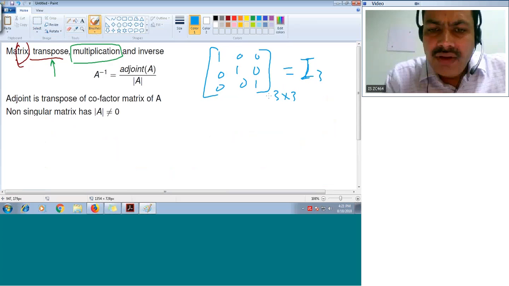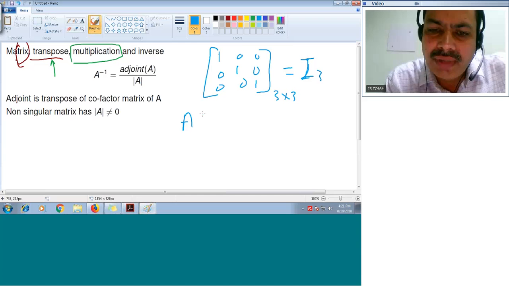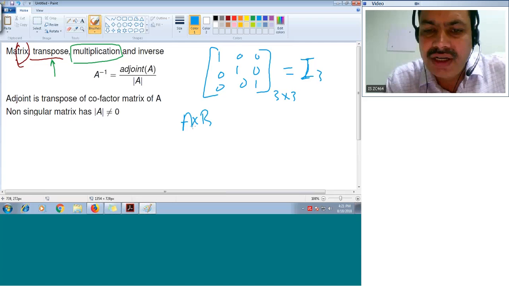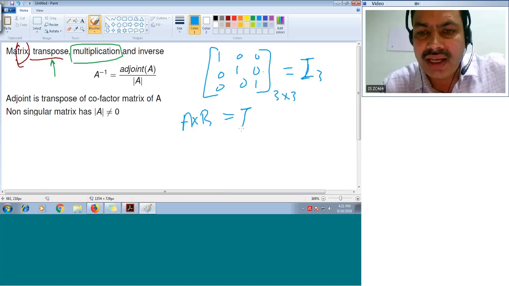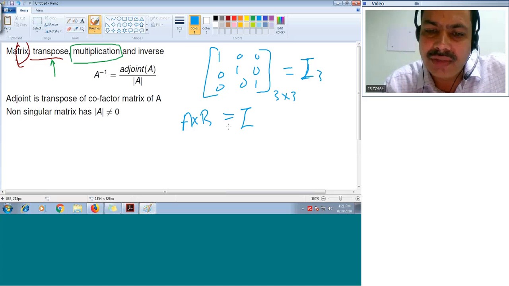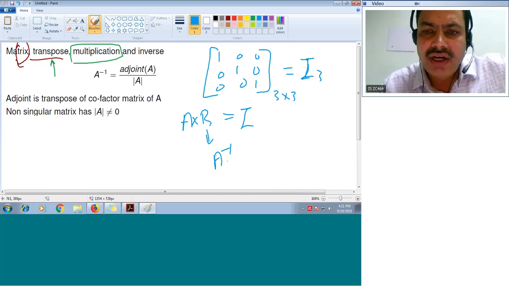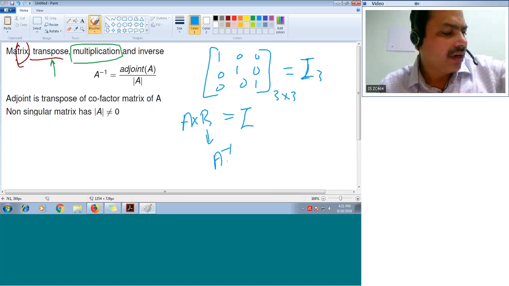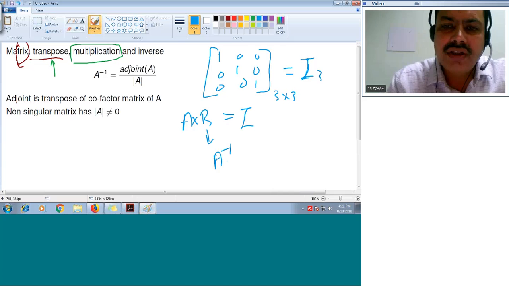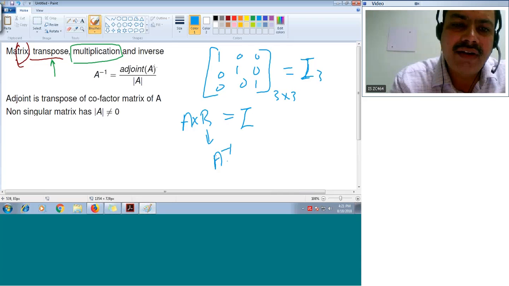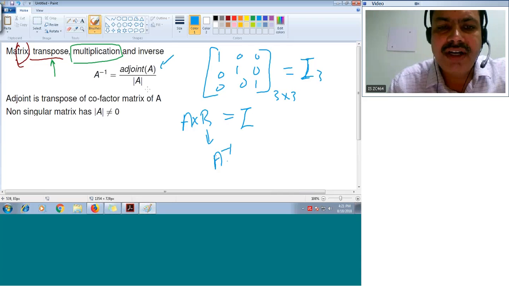So if I have a matrix A, I want to find some matrix B such that if I multiply them, the output should be the identity matrix. If I can find this matrix, then B is called the inverse of the matrix A. This is the concept, and you can read from your books. I think we have spent enough time. So to find this, you have to find the adjoint of A and the determinant of A.